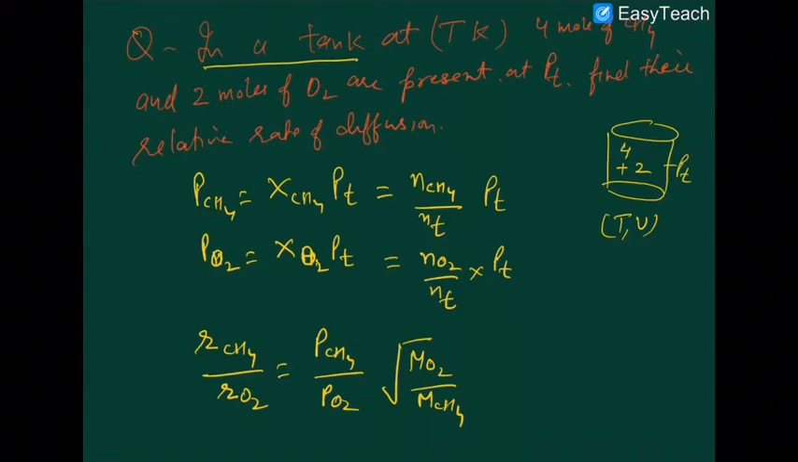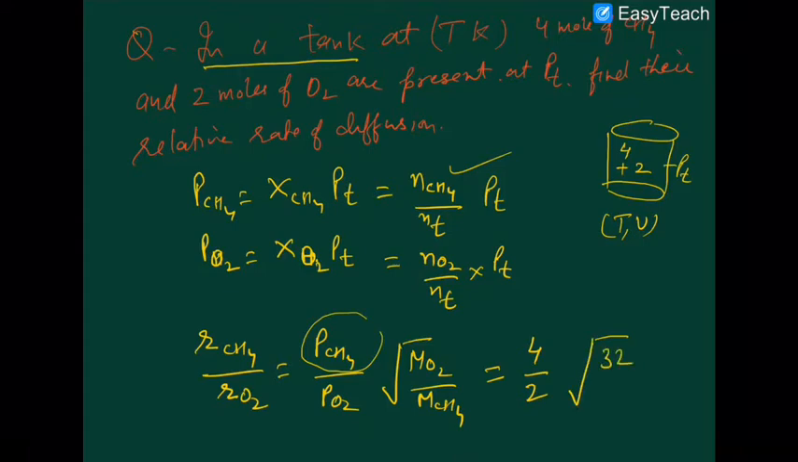So it means everything else is the same. When we divide, everything else cancels. So pressure is proportional to what? The number of moles of methane taken, because everything else is the same when we divide both of them. So what is the answer here? 4 by 2 times the square root of the molar mass of oxygen, 32, divided by the molar mass of methane, 16. So the answer is 2 root 2.